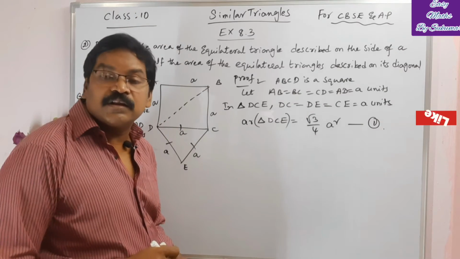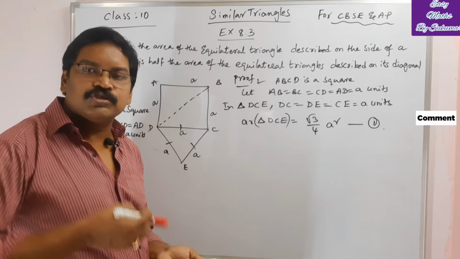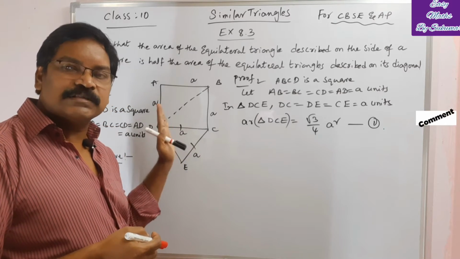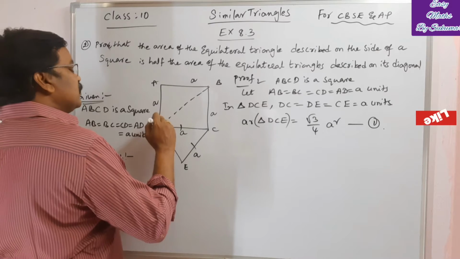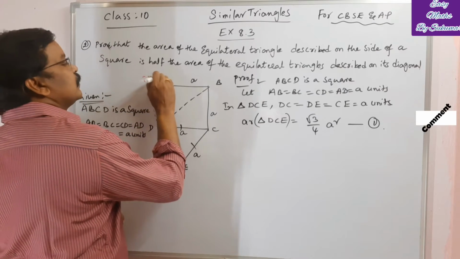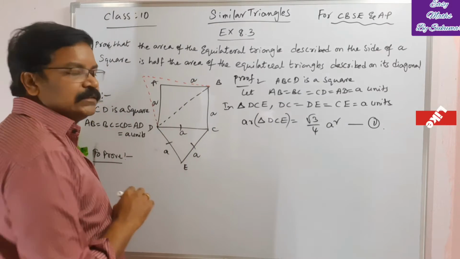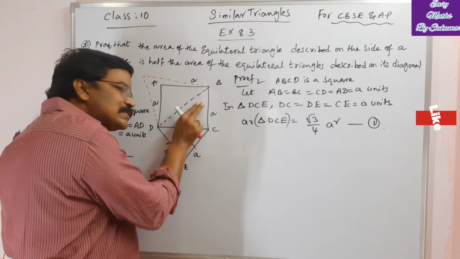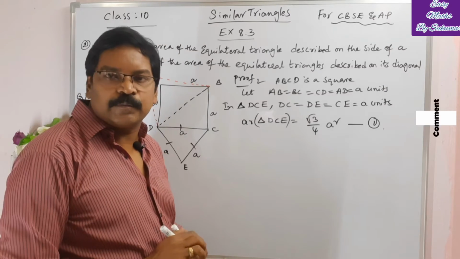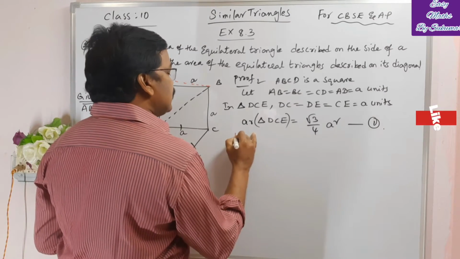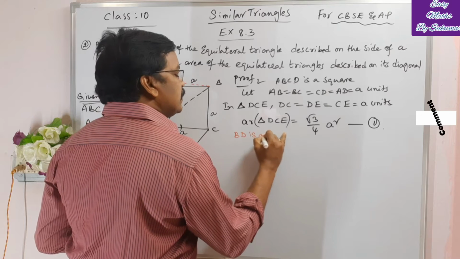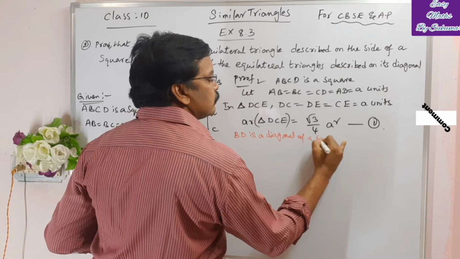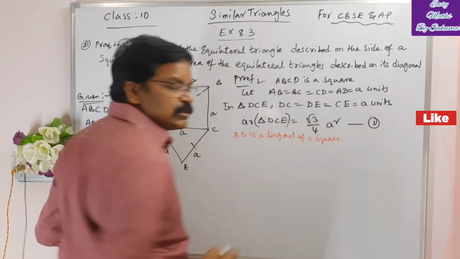Now coming to this, DB is the diagonal. Diagonal means a line segment joining the opposite vertices of a quadrilateral. Here the quadrilateral is the square. Now here we have to draw another equilateral triangle, which is described on this diagonal. So here this BD is a diagonal of a square.